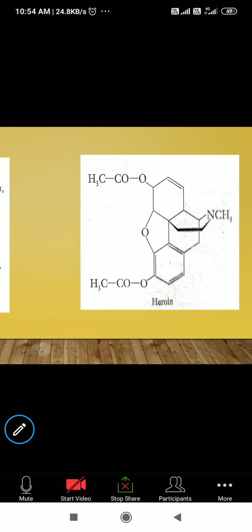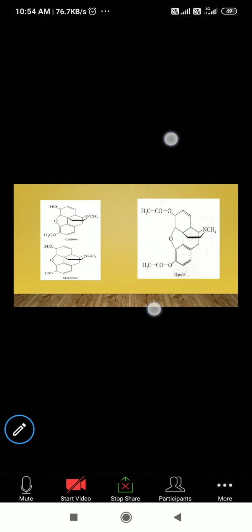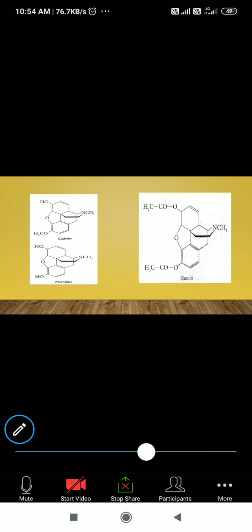Another one is heroin, which we will talk about also. All three compounds have at least one nitrogen atom. Like morphine and codeine, opium is a semi-synthetic one, not a naturally occurring compound. Opium is mostly present in the Mediterranean area, like Iran, Afghanistan, Pakistan, and even some Southeast Asian countries are able to produce this opium.